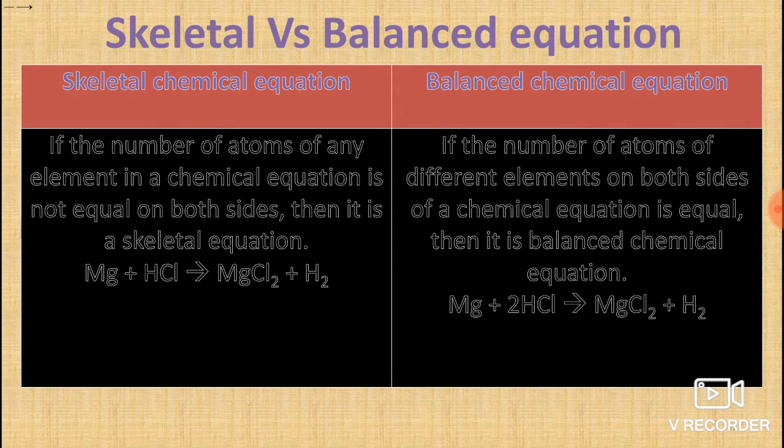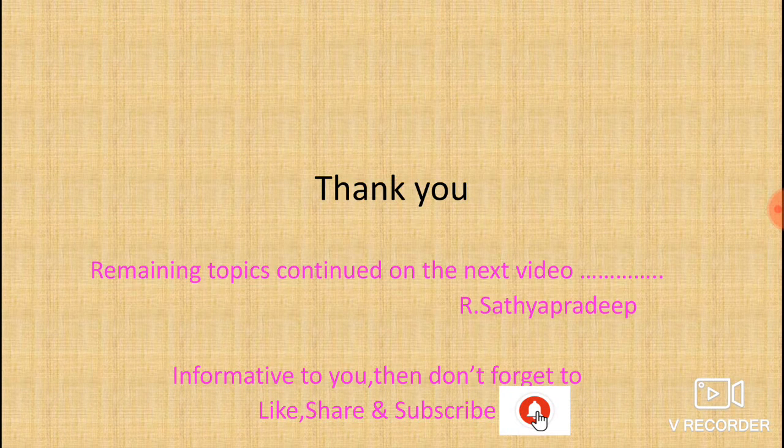One more time, I will recall the difference between the skeletal and balanced equation. Skeletal means unbalanced equation: the total number of atoms on the left hand side is not equal to the total number of atoms on the right hand side. And what is the balanced equation? The total number of atoms on the left hand side is equal to the total number of atoms on the right hand side. This one is called a balanced chemical equation. So the chemical equation should obey the law of conservation of mass because matter can neither be created nor destroyed.